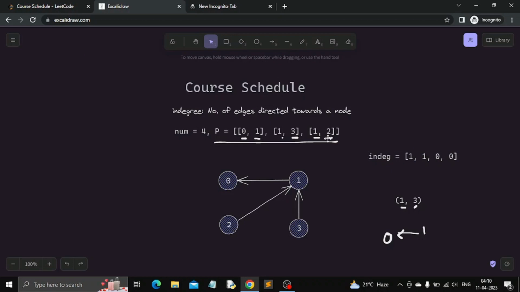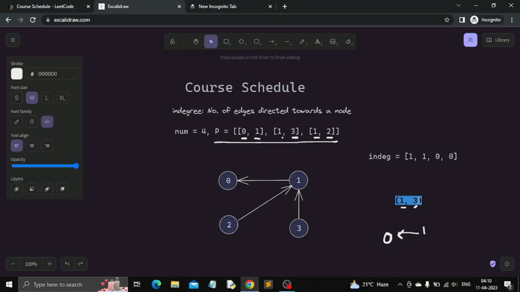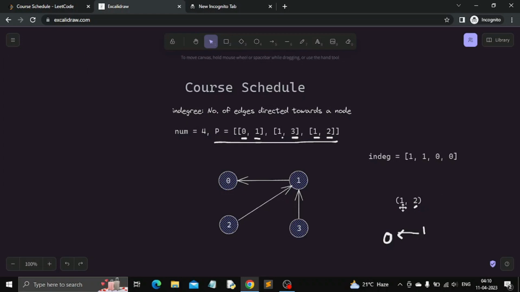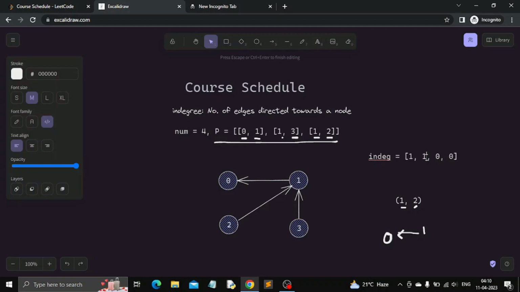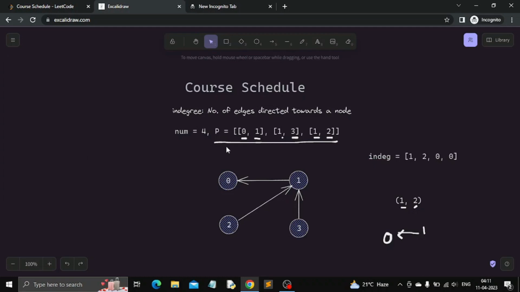The next pair that we have is 1 comma 2. So course 1 is dependent on course 2. We have a directed edge from course 2 towards course 1. The in degree of course 1 will again be incremented, so the in degree of course 1 will become 2. Our in degree array will be ready, where each element is the in degree of the ith vertex.